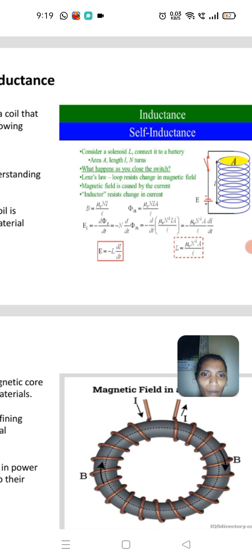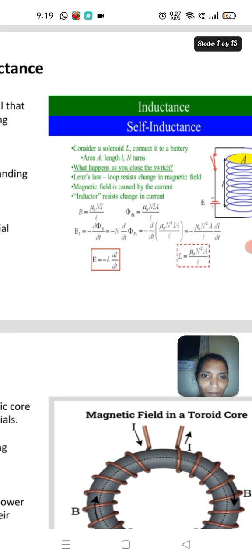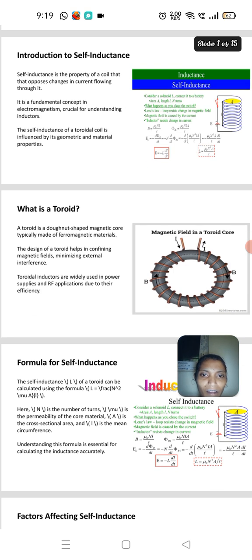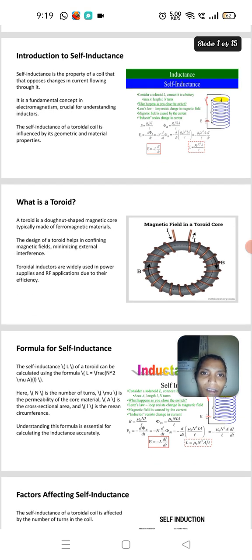B equals mu naught N I by L. The formula of self-inductance is E equals minus L di by dt. L equals mu naught n square A by L. This is the equation of self-inductance.